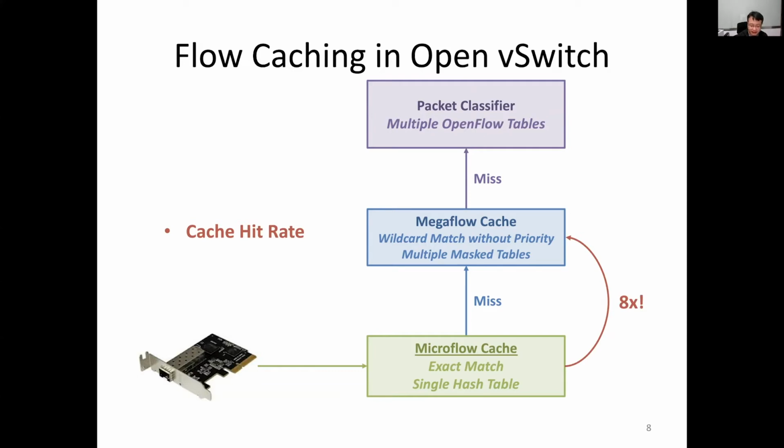On the other hand, however, because every single packet is first looked up in the microflow cache, its lookup latency also matters. If it's slowed down by 20%, then the entire throughput of the Open vSwitch is going to be slowed down by that much. So we want the microflow cache to have high cache hit rate and low lookup latency at the same time. And these two seemingly conflicting requirements create an interesting problem for the design of the microflow cache.